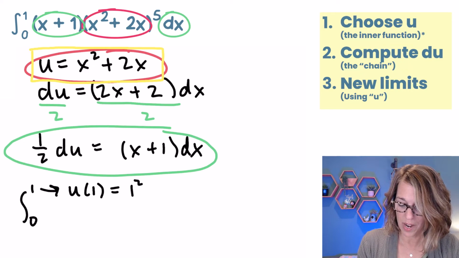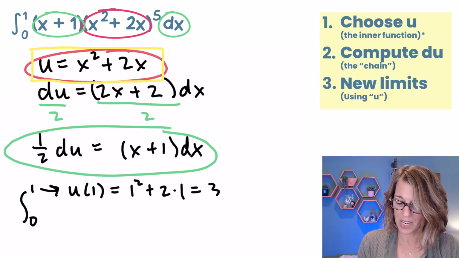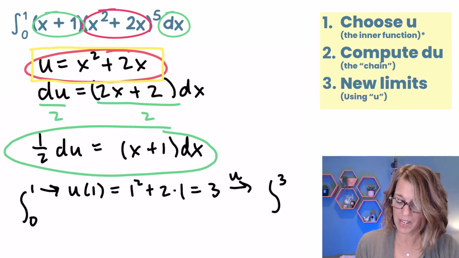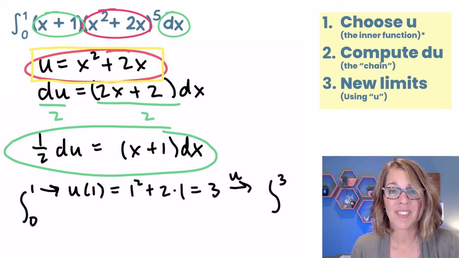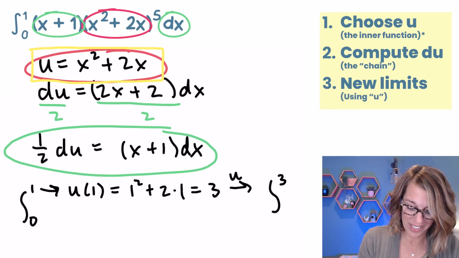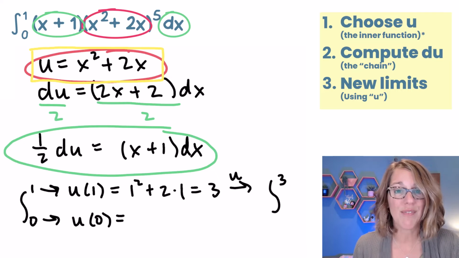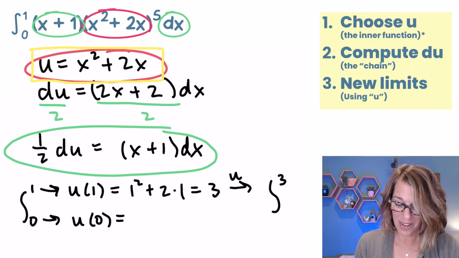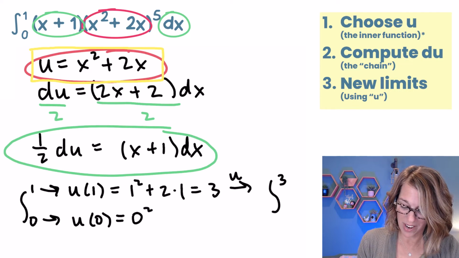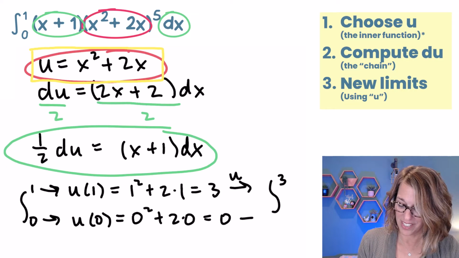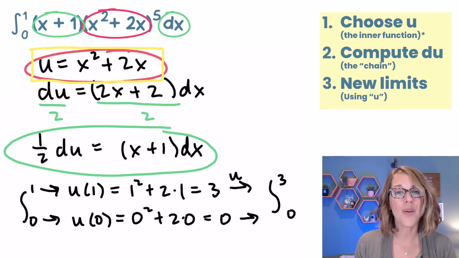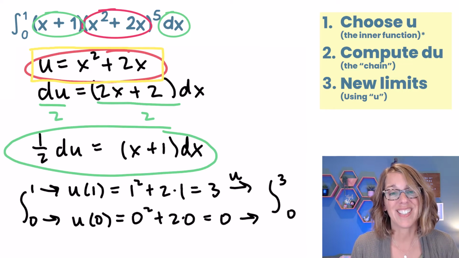So it's going to be 1 squared plus 2 times 1. 1 squared plus 2 is going to be a 3. And that's going to give me my new upper limit of integration, which is going to be a 3. Let's do the same thing to our lower limit. I need to change this to a u using u's formula, which is x squared plus 2x. So 0 squared plus 2 times 0. This is equal to, it's a bunch of zeros, that's equal to 0. So my new lower limit in terms of u is equal to 0.